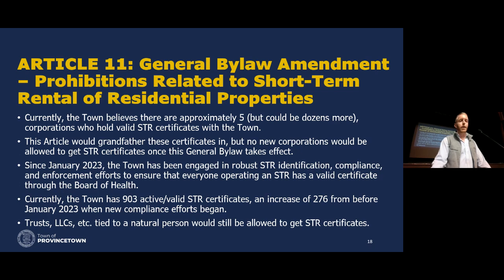Since January of 2023, as we presented in April, the town has been engaged in robust short-term rental identification, compliance, and enforcement efforts to ensure that everyone operating a short-term rental has a valid certificate. Currently, the town has 903 active and valid short-term rental certificates, an increase of 276 from before January 2023, when the new compliance efforts began. A trust or LLC tied to a natural person would still be allowed to get a short-term rental certificate.